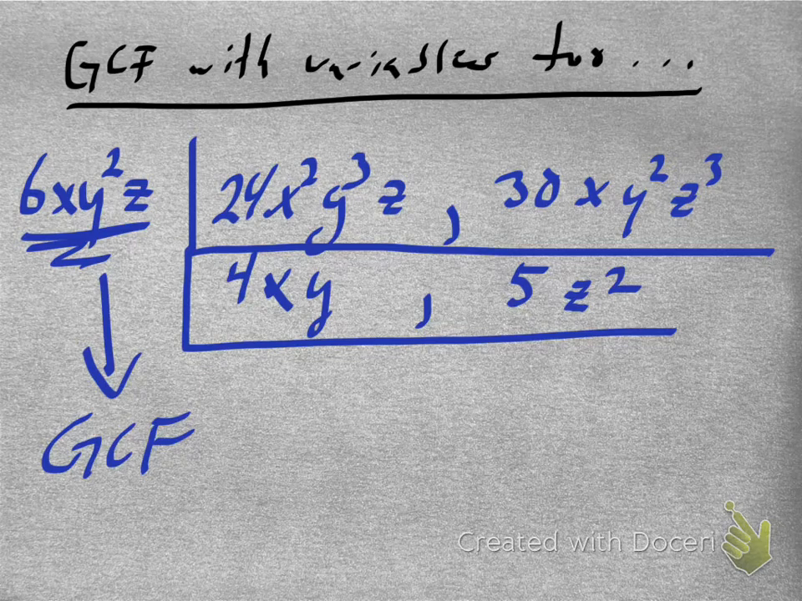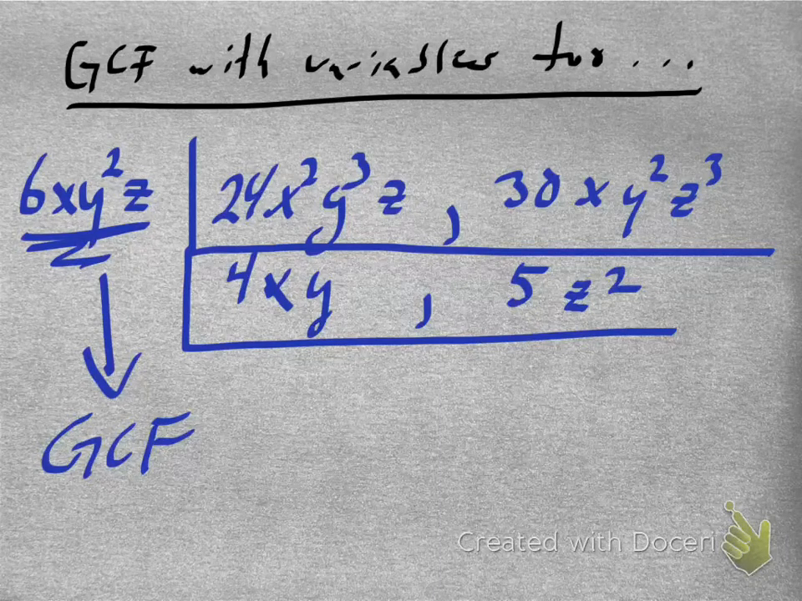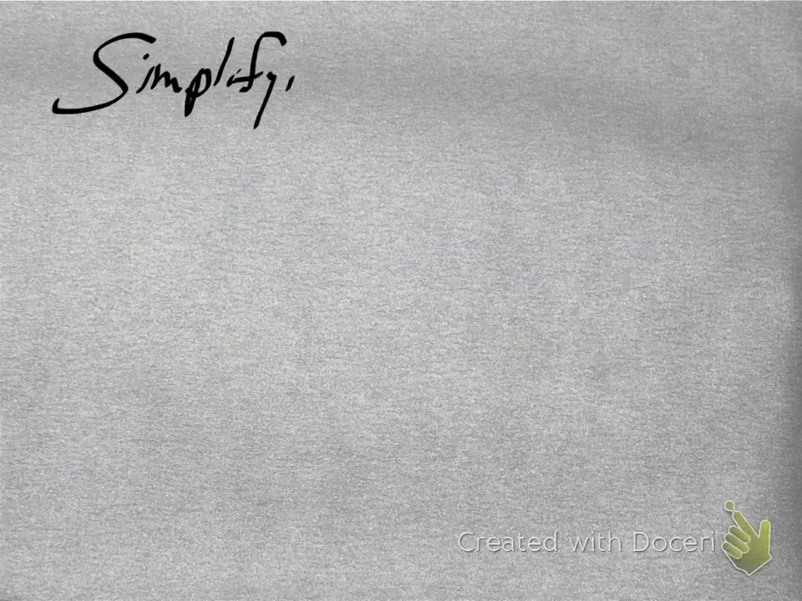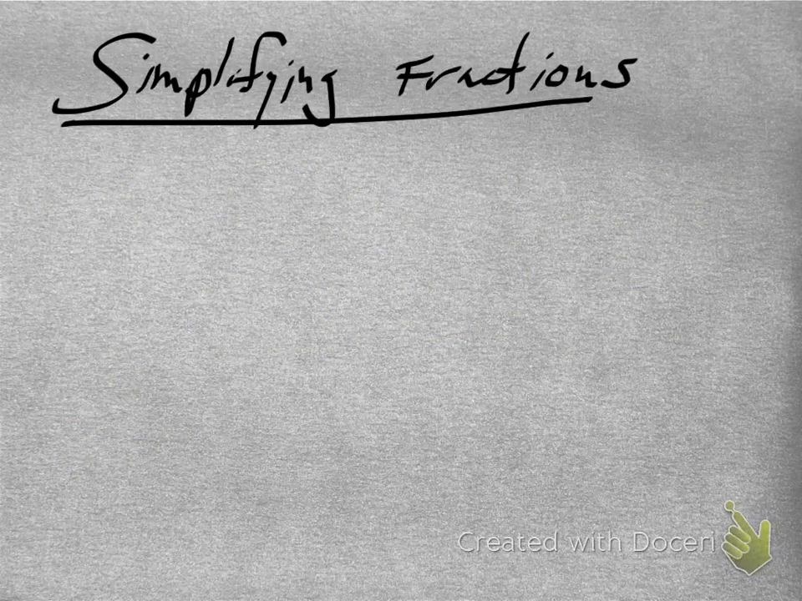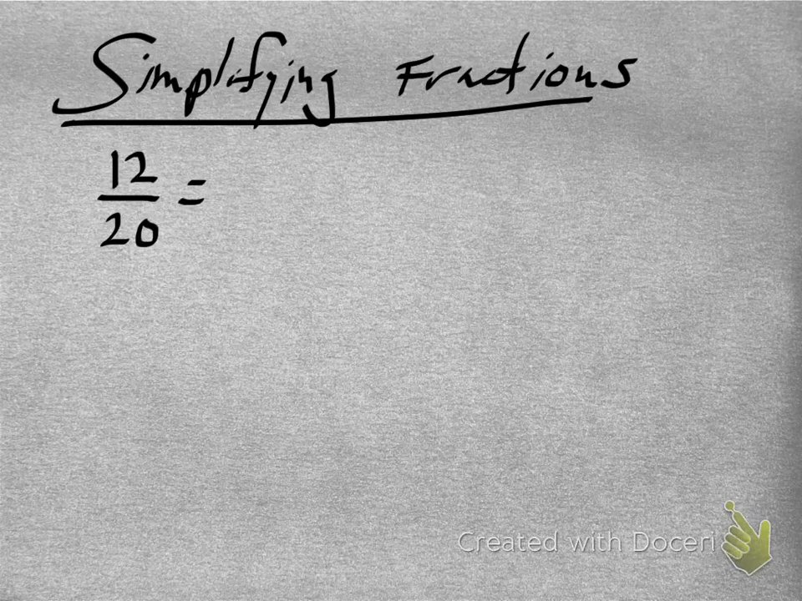So now what we're going to do is apply greatest common factor towards simplifying fractions. Okay, so let's go ahead and move forward here. All right, so now let's simplify fractions. Anytime we have a fraction that is not in simplest form, something like 12 over 20, what do we do to simplify this fraction, guys?